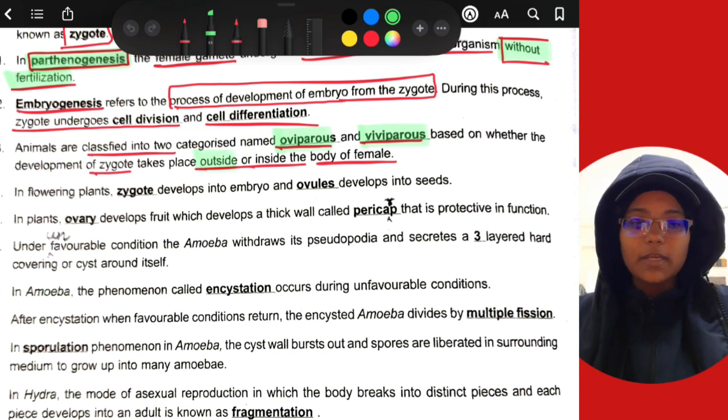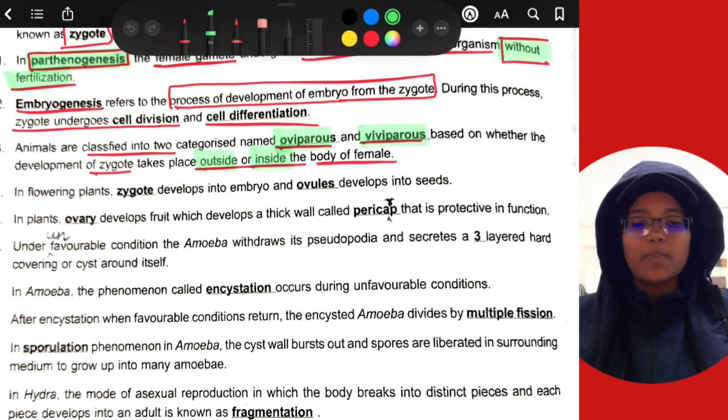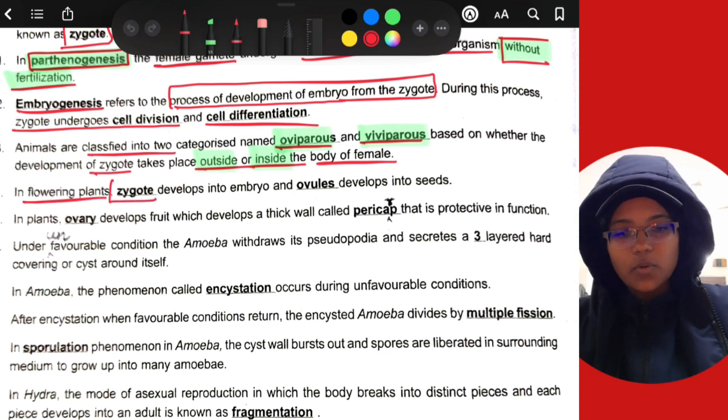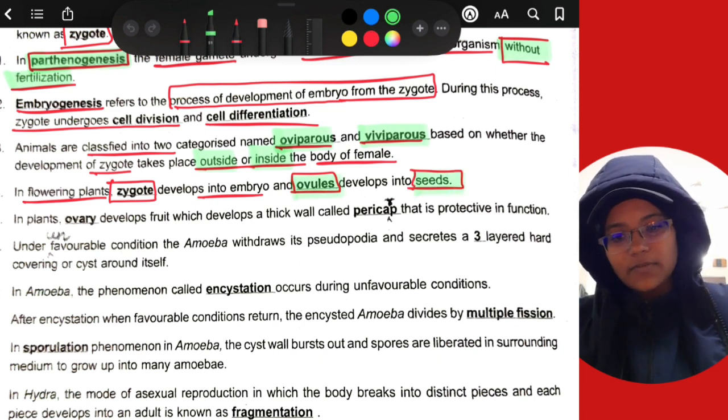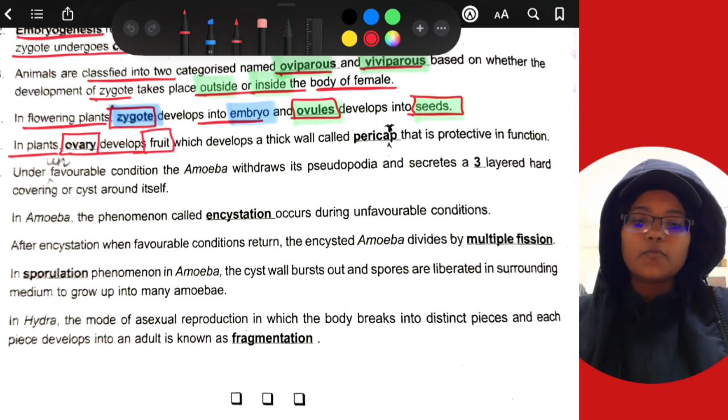If development is inside the body, it's viviparous, and if it's outside, like in hen or birds, it's oviparous. In flowering plants, the zygote develops into embryo and ovules develop into seeds. In plants, the ovary develops into fruit, which develops a thick layer called pericarp that is protective in function.